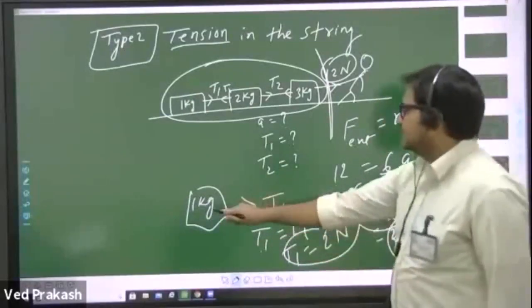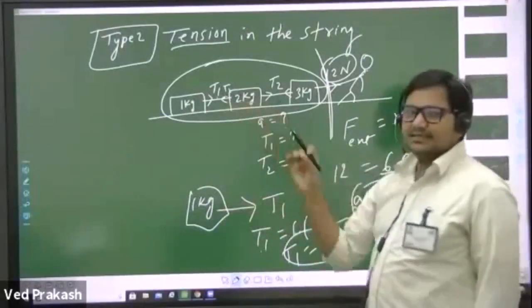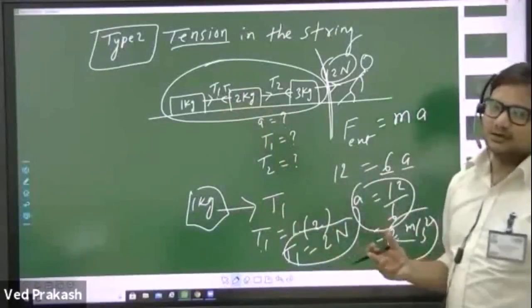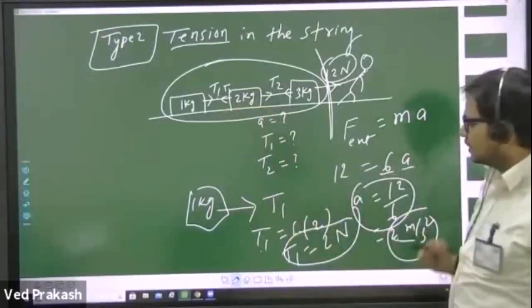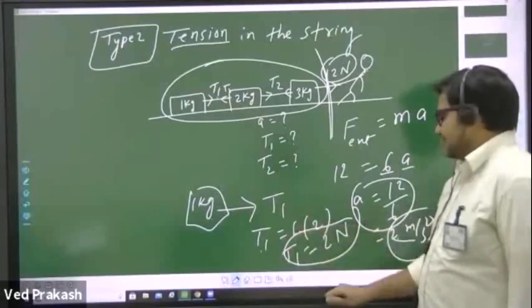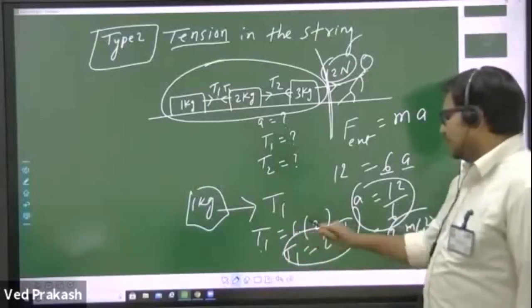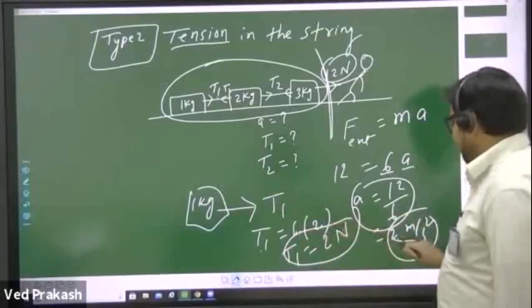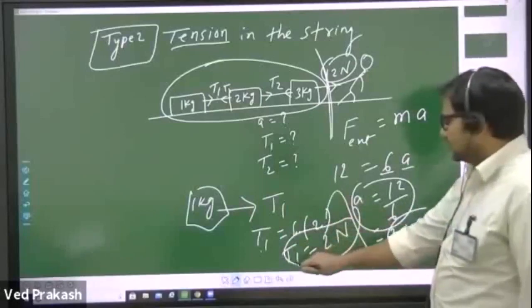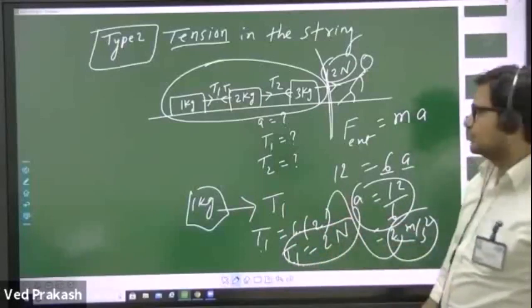The mass of this object is 1 and its acceleration is the same as the common acceleration of the system, which is 2 meter per second square. So the tension force is going to be 1, which is mass, times 2, the acceleration of the system. So this tension force T1 equals 2 Newton.